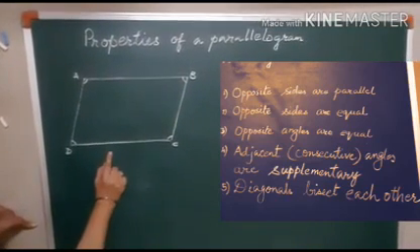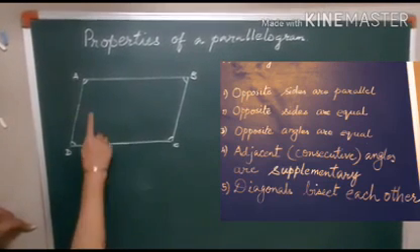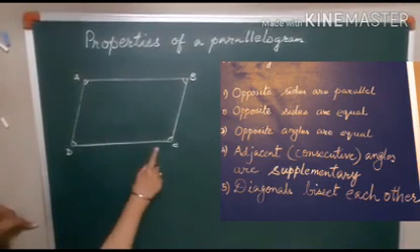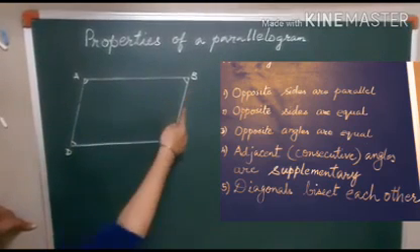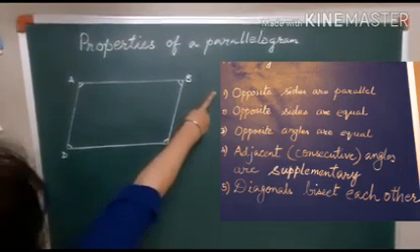Its name is a parallelogram because it is made up of two sets of parallel lines. So AB is parallel to CD. AD is parallel to BC. So the first property is opposite sides are parallel.